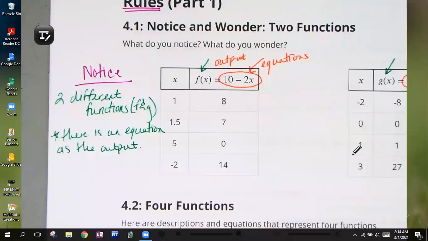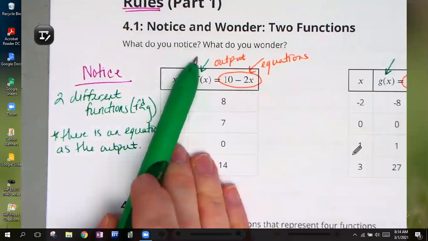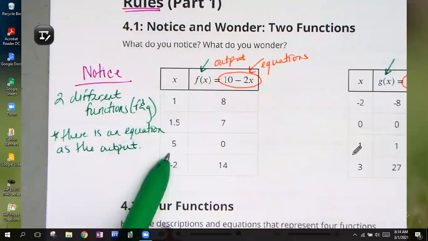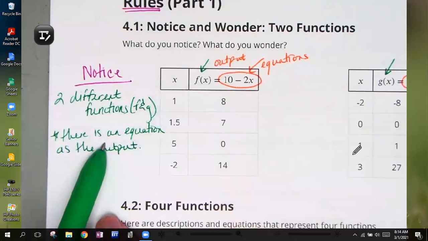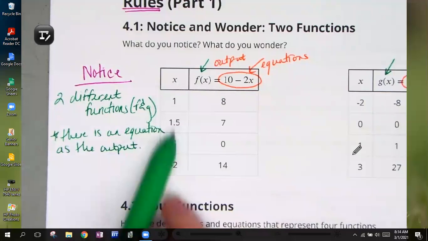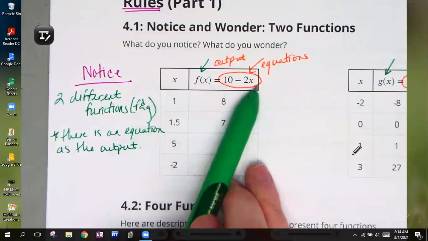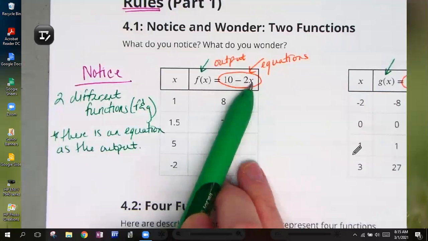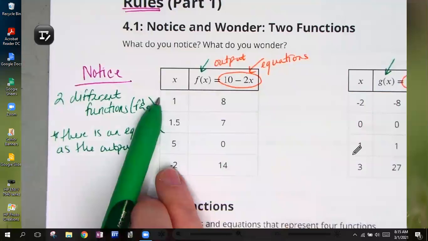On the first table, where it says x is 5 and the output is 0, I used the equation to check it out. Okay, so when we take our input and we plug it into that equation that Kai noticed, it produces the output. Look, 5 is our x. So everywhere I see an x in this equation, I'm going to plug 5 into it. What's 2 times 5? 10. What's 10 minus 10? 0.